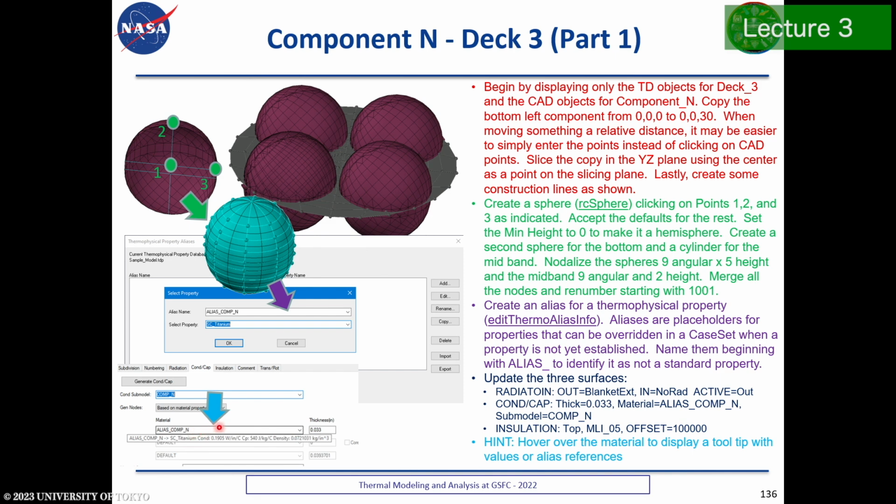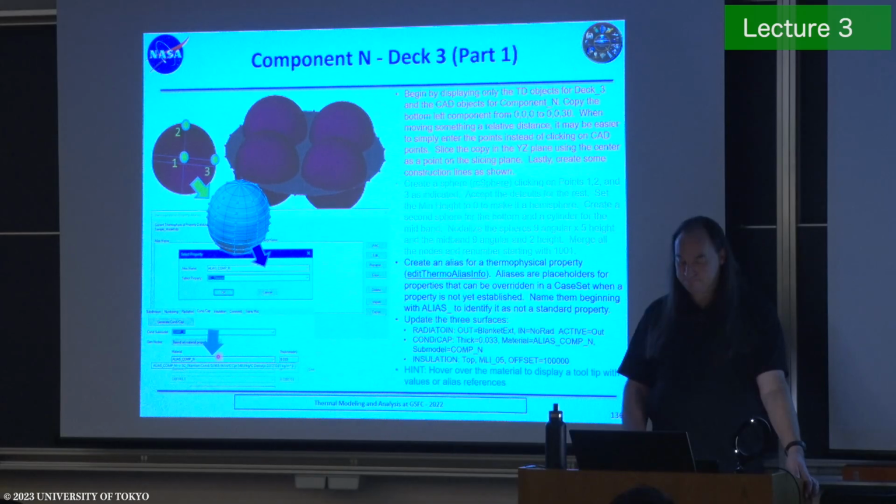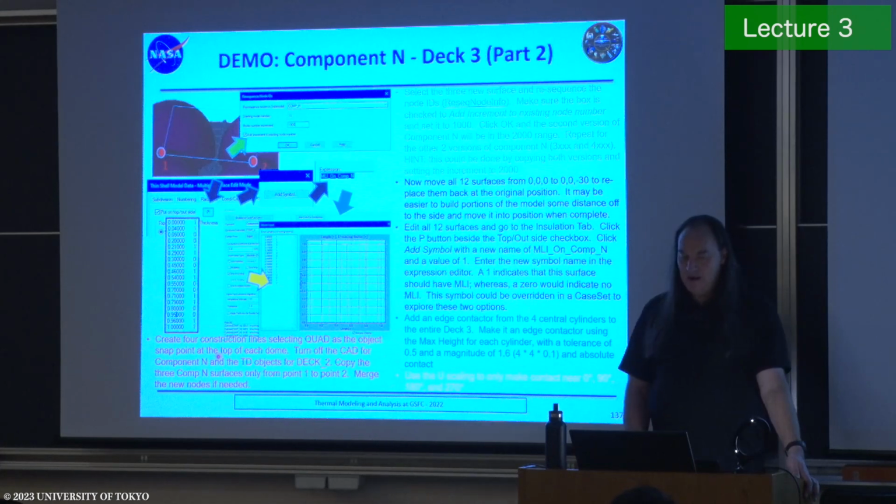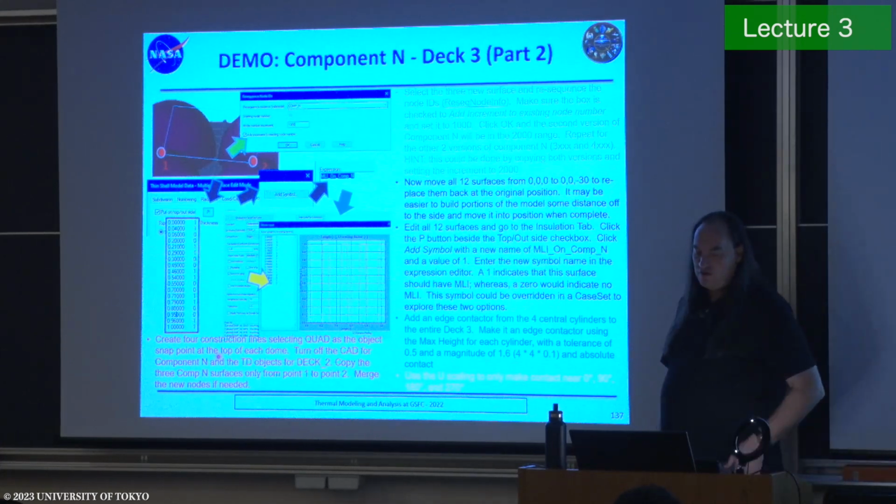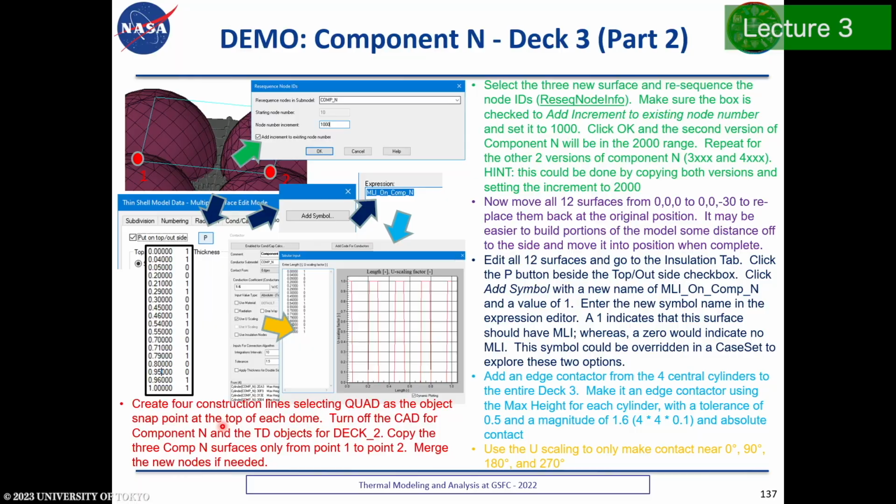The other piece of advice that I would offer is anytime you create an alias, name it as alias underscore something. That way, all of your aliases bubble up together and you know that this is an alias. If you just called it silver Teflon, then you don't know whether it's an optical property or an alias for it.